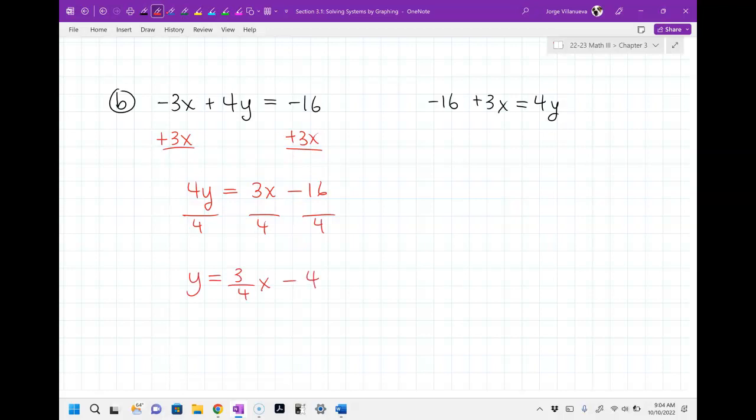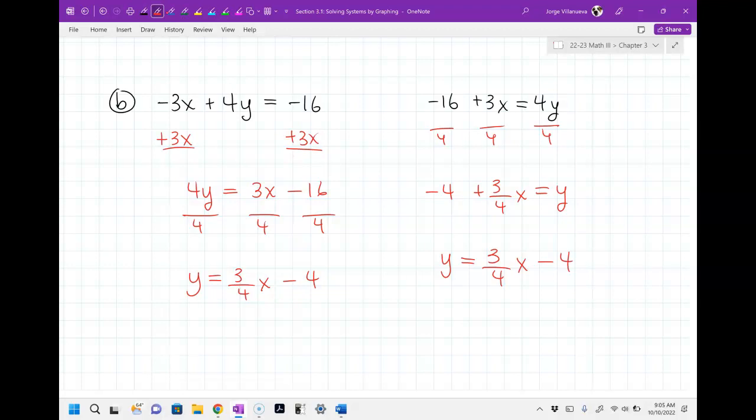So far, so good. We got one equation. I'll graph them after, but let's solve the other one for y. In order to solve the other one for y, what do I do? Divide by 4. Thank you. So divide by 4. So I get negative 4 plus 3/4 x equals y. Let me rewrite this so that y is in the front. y is equal to 3/4 x minus 4.